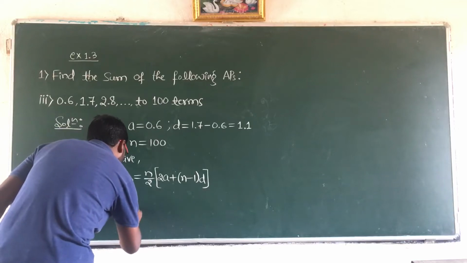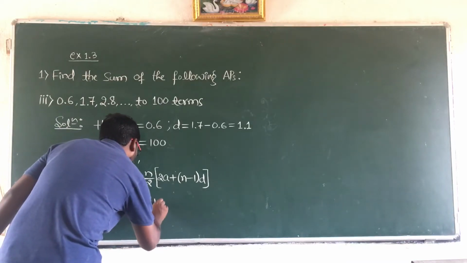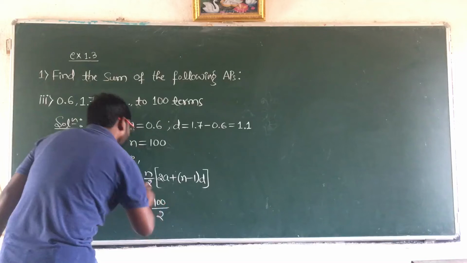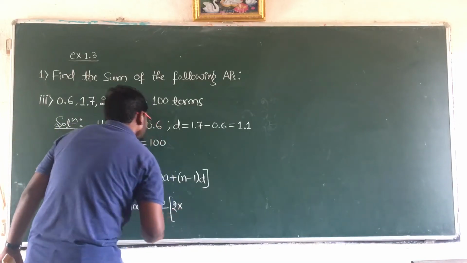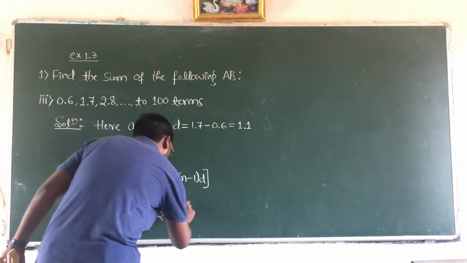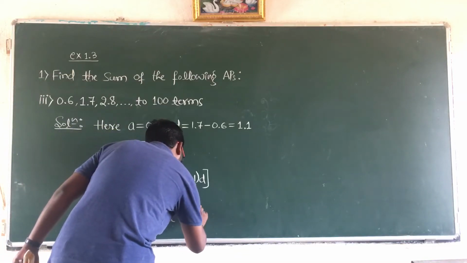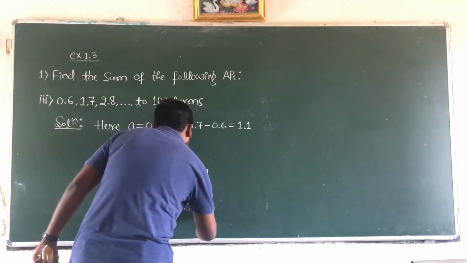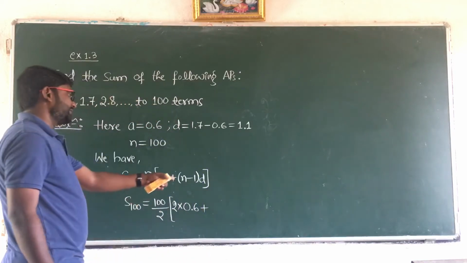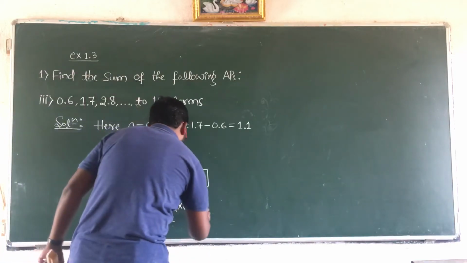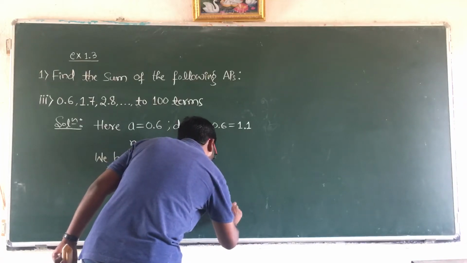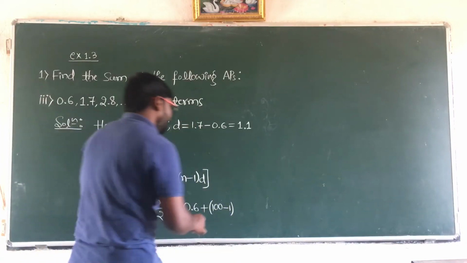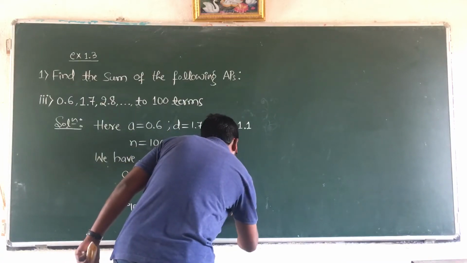S100 is equal to 100 by 2 into the bracket 2a. What is a here? It is 0.6. So 2 into 0.6 plus n minus 1 into d. n is 100, so 100 minus 1 into d, and d is 1.1.